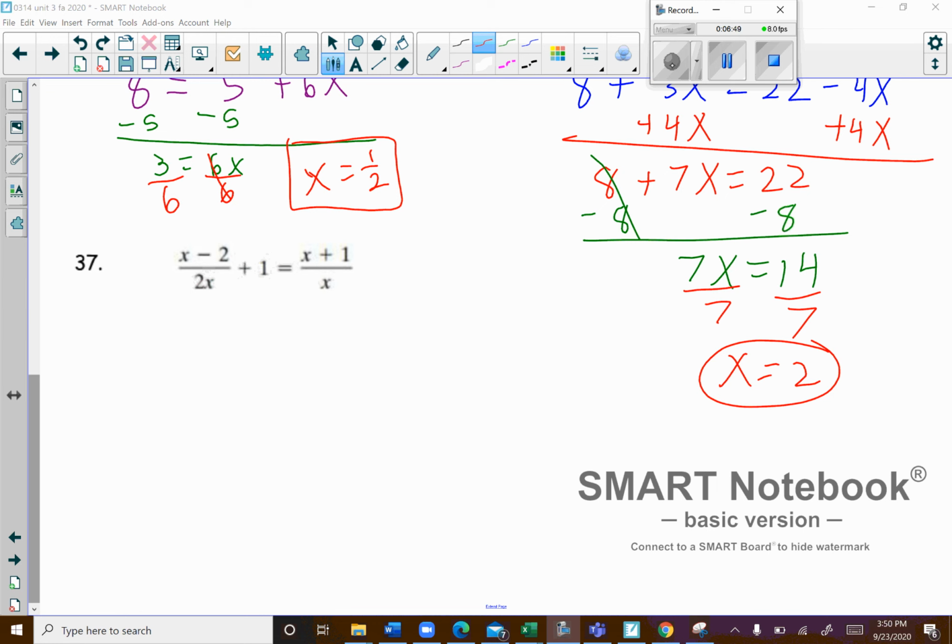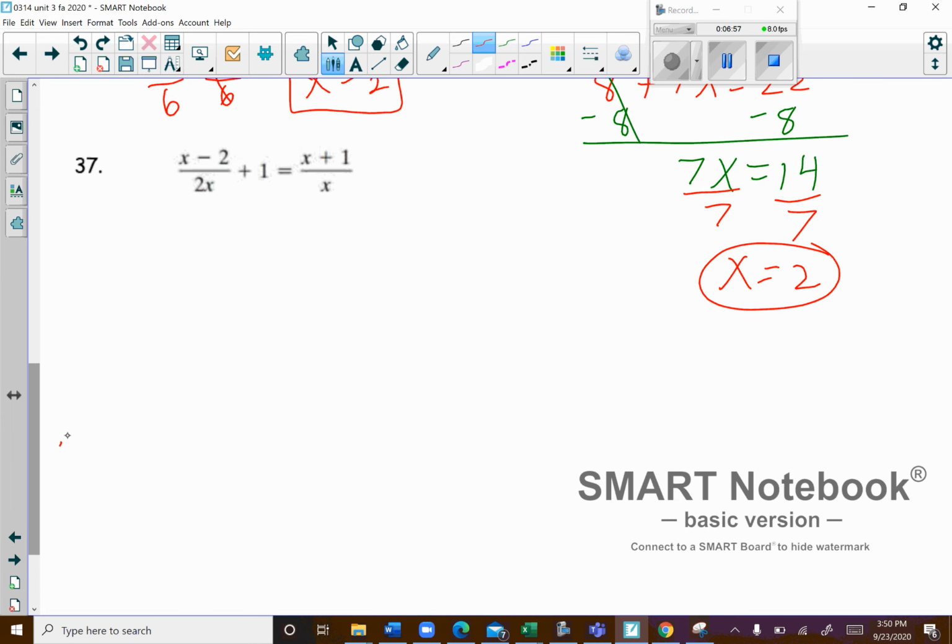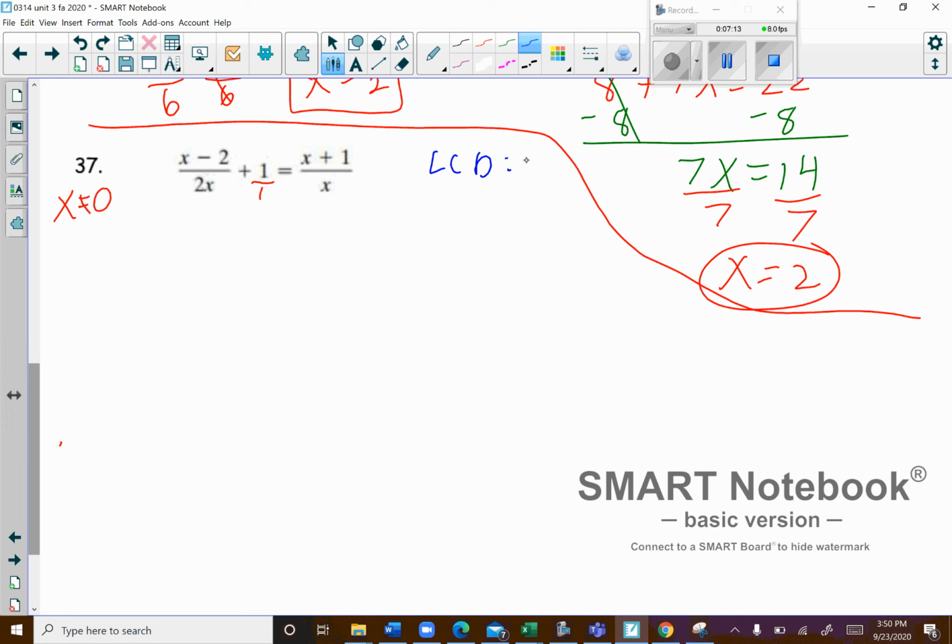All right, looking at this one here, let me give myself a little bit more space to start. Okay, so once again, my restricted value is going to be that x cannot equal 0, because divide by 0, that'd be a problem. LCD is pretty basic on this one. The LCD is just going to be a 2x. So that's what we'll do. We'll multiply everything here by 2x.